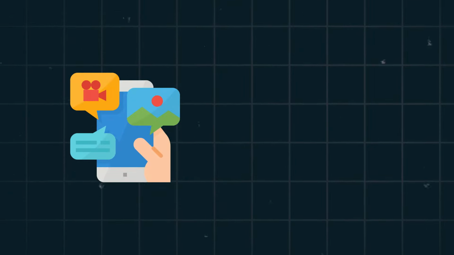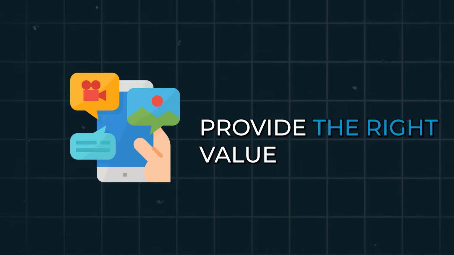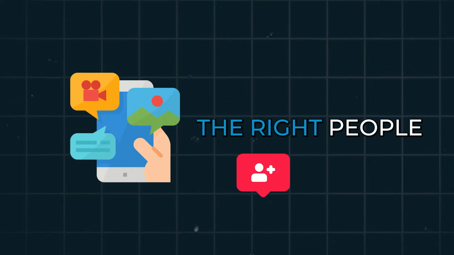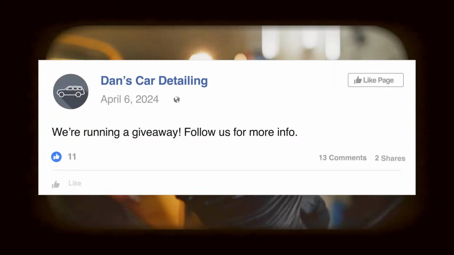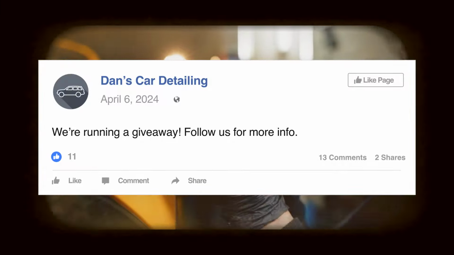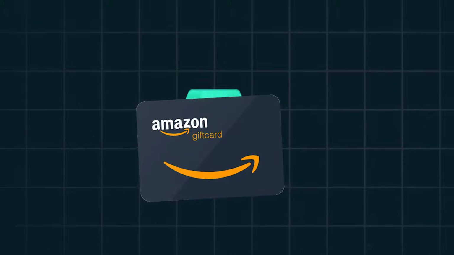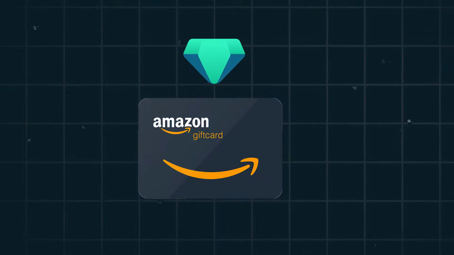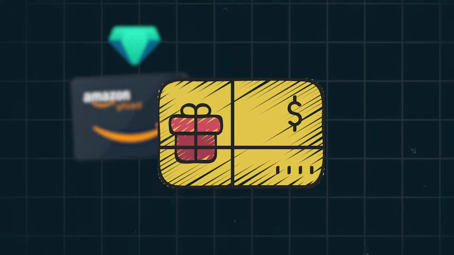With content, you know you should always provide value, but what's important is to provide the right value so that the right people follow you and engage with your posts. For example, let's say you own a car detailing business and you're running a giveaway to try and generate more social media followers. You could offer an Amazon gift card as the giveaway prize, which would technically be something of value, but what would be better is to offer a discount or gift card to your business, so that you know all the people entering the giveaway are interested in what you offer.